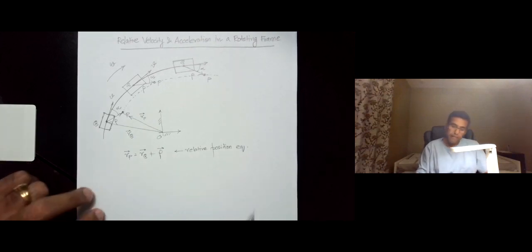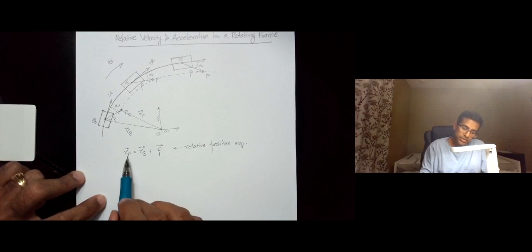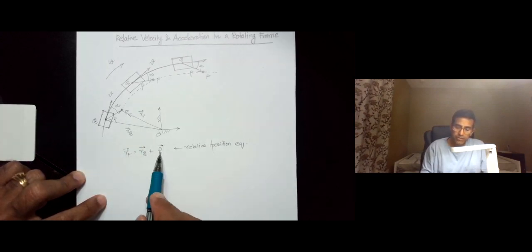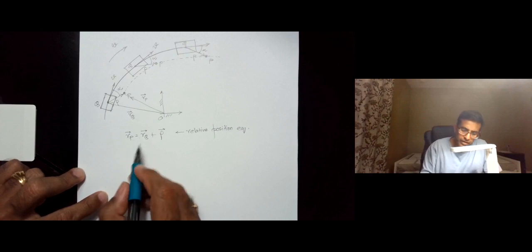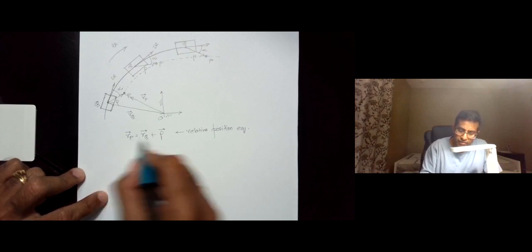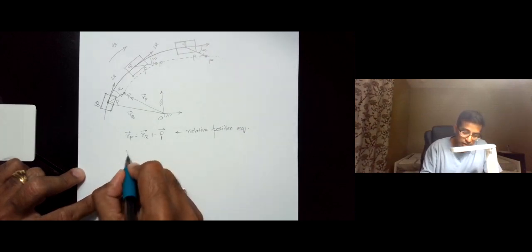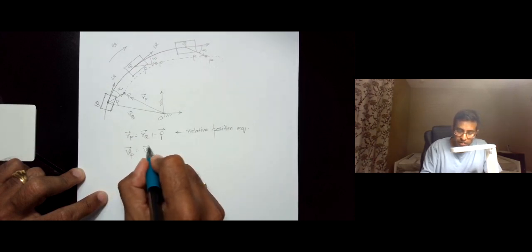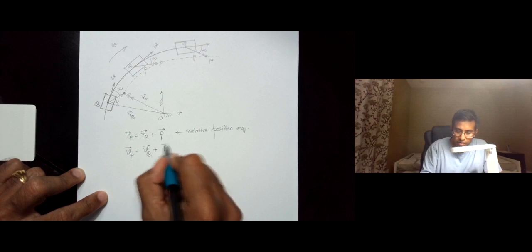Okay, which relates the absolute positions of P and Q through this relative position. Now if we take the time derivative of this, we will have Vp is equal to Vq plus rho dot.